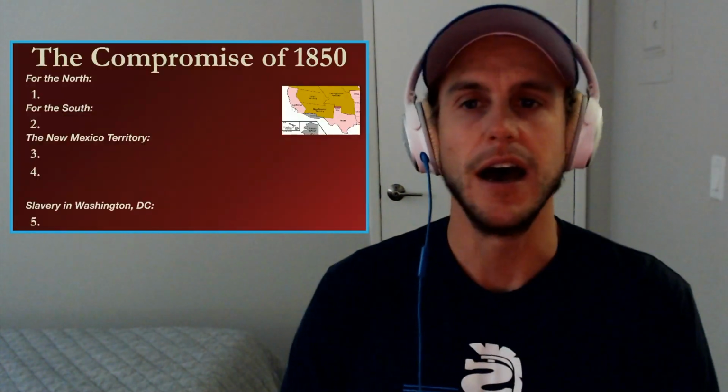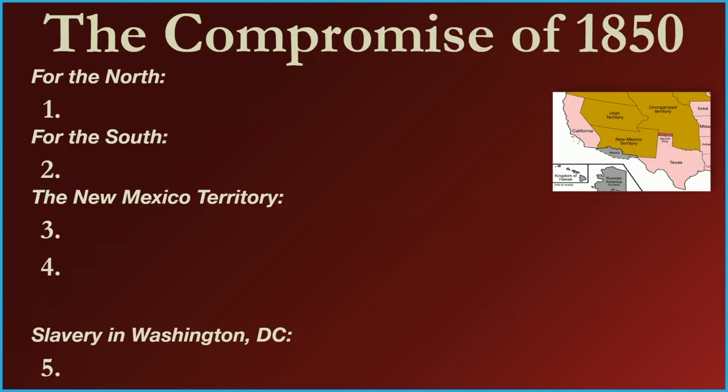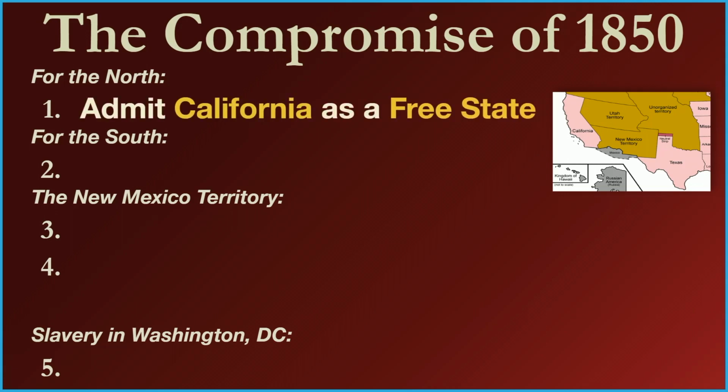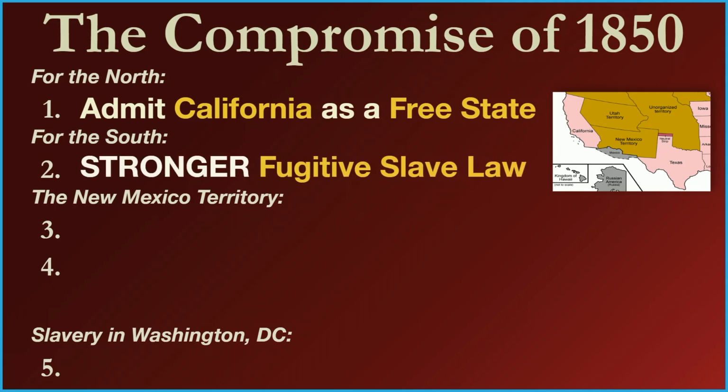So just a recap here. Compromise of 1850. For the North, California is going to be admitted as a free state. Good for them. For the South, a stronger fugitive slave law. Again, this is going to be controversial, but good for the South.